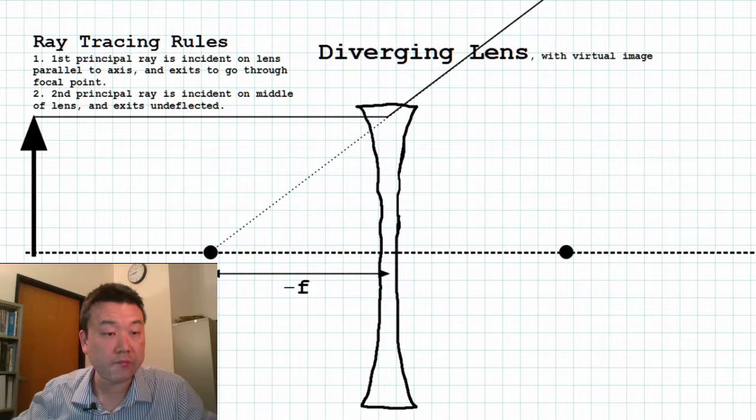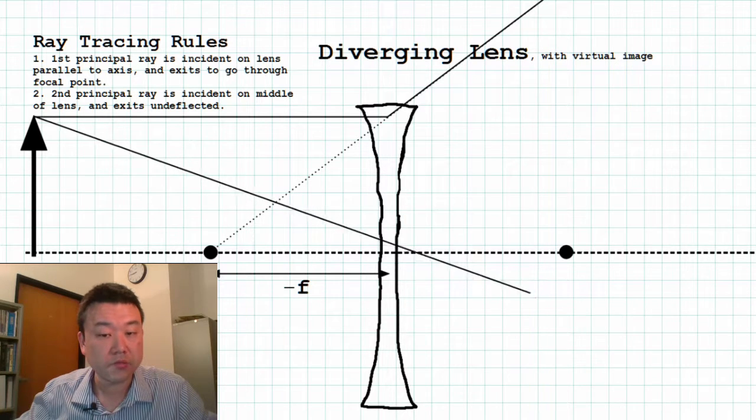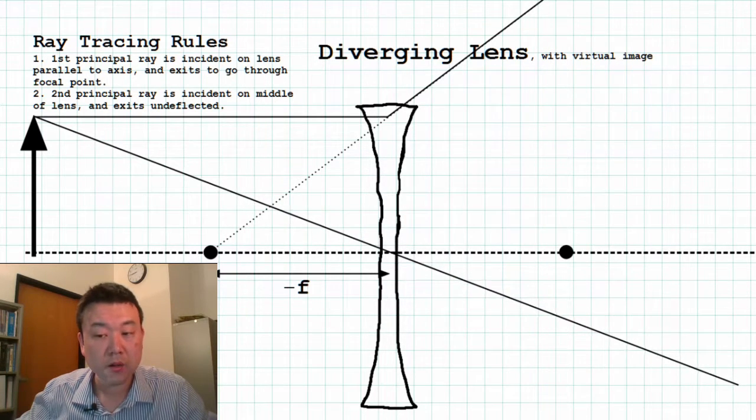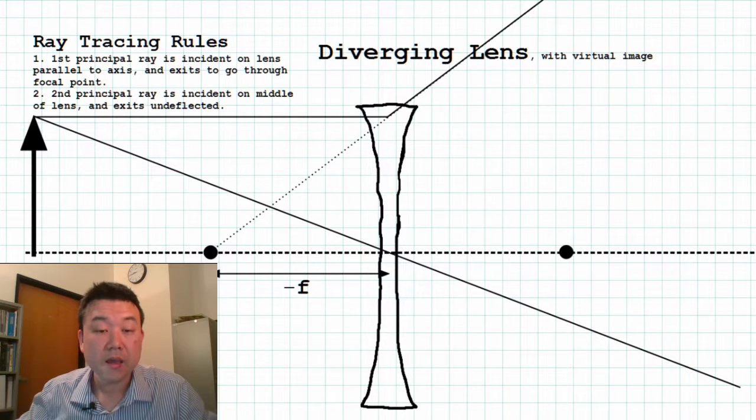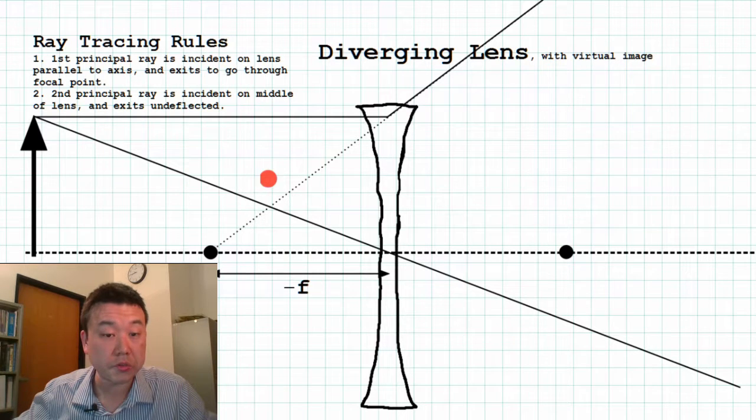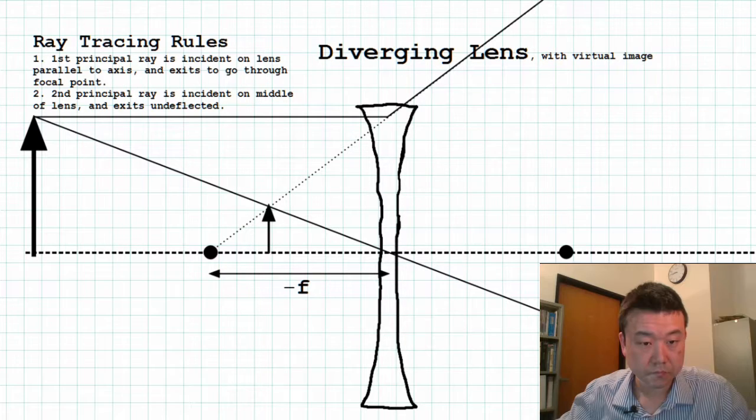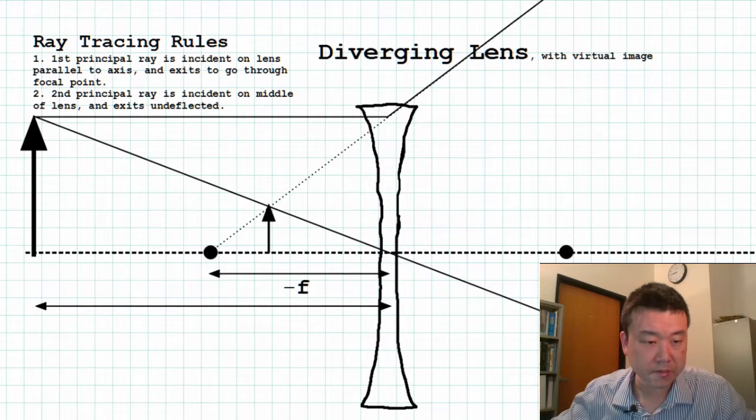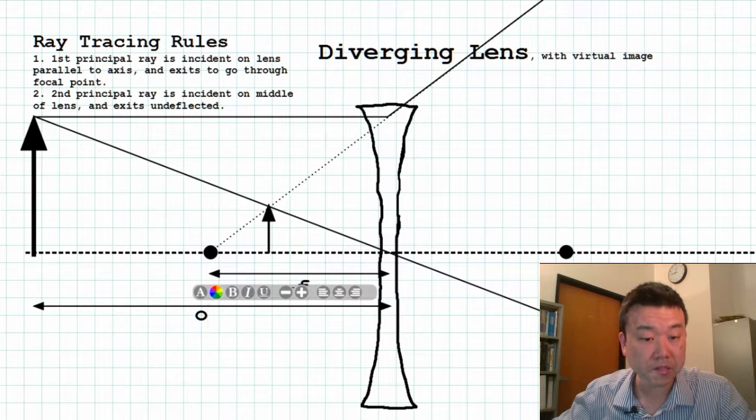Let me draw the second principal ray. It's drawn the same as before, goes through the center of the lens, undeflected. Now, you see this point where these rays appear to cross. That's where the image forms. So, let me label the object and image distances. This is the object distance. It's still positive. And this is the image distance.